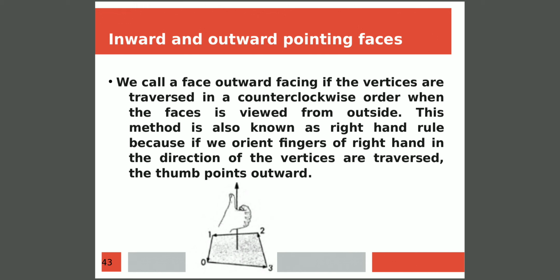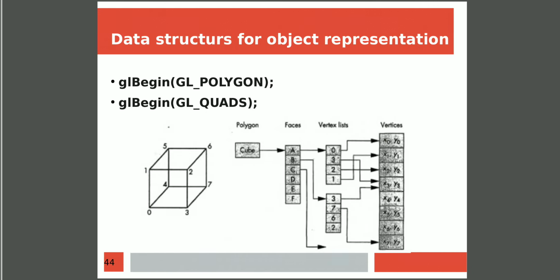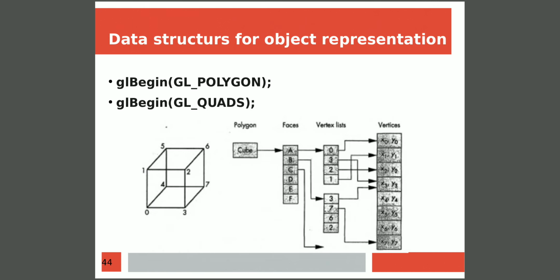Whenever you define a polygon, if you specify the vertices in the proper order like 0, 1, 2, 3, then that particular face is nothing but the inner face. If you give the vertices in the reverse order like 0, 3, 2, 1, then such a face is nothing but the outer face. Then what are the data structures to represent the faces of a cube?